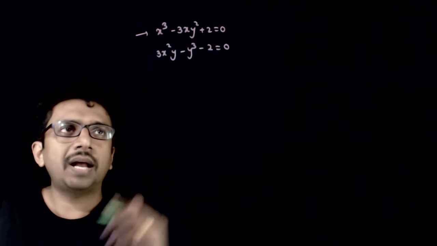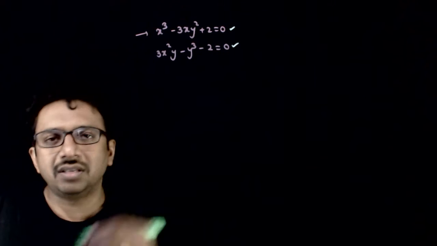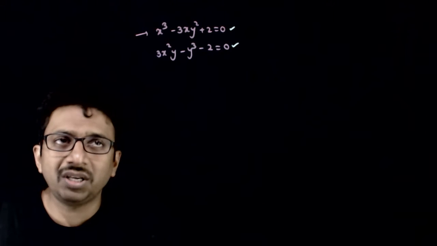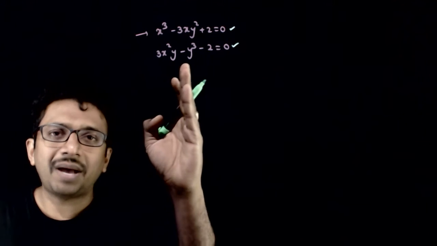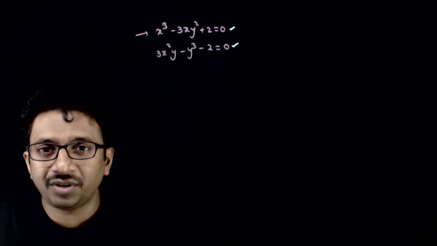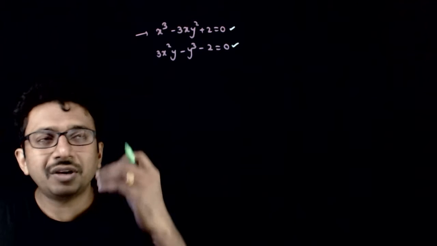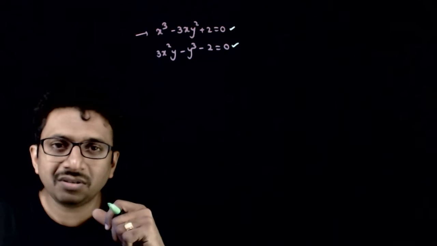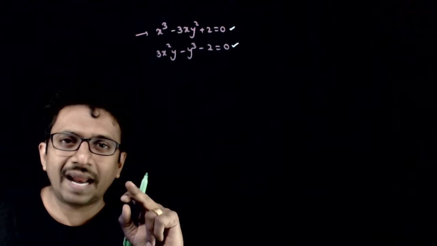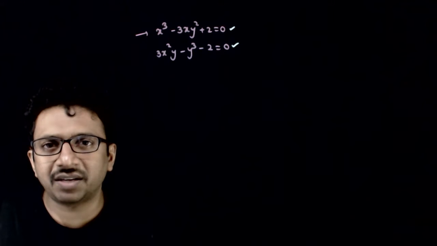So in this question, you're asked to find the angle between these two curves. x cube minus 3xy square plus 2 is equal to 0. 3x square y minus y cube minus 2 is equal to 0. So how do you find the angle between two curves? Usually we try to get the point of intersection, and then at the point of intersection we find the slopes of the curves and we find the angle between the curves.